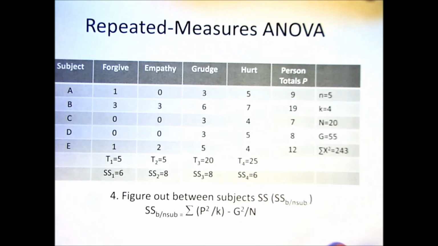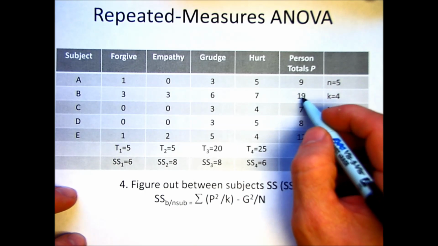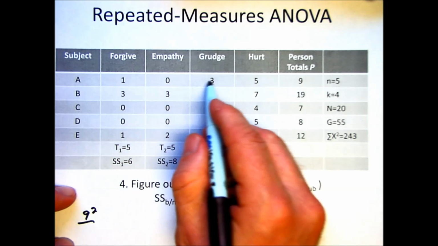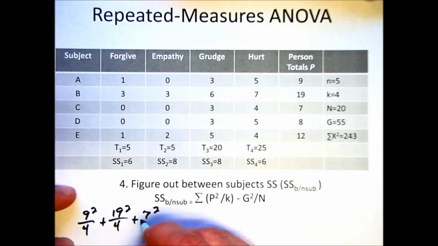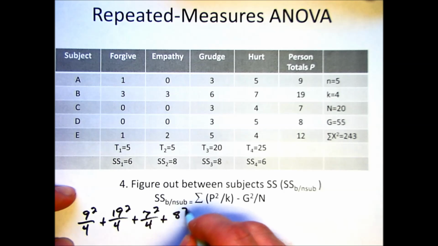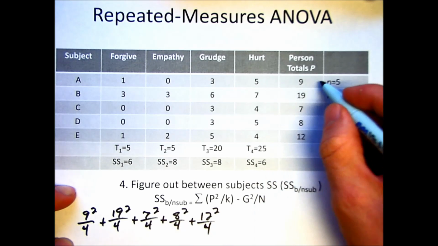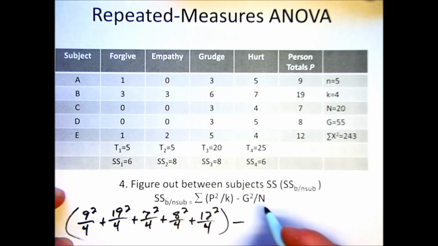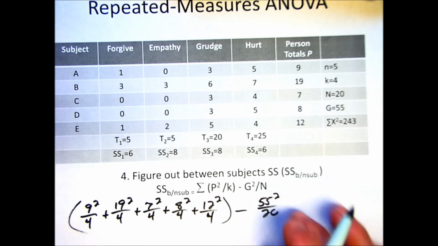This is the different part here. Now we're going to calculate the person totals. How do we do that? We're going to take each one of these person totals, 9 squared, divided by the number of scores that created it, or the number of conditions, 4, plus 19 squared, divided by 4, plus 7 squared, divided by 4, plus 8 squared, divided by 4, plus 12 squared, divided by 4. I just took each one of those person totals. We're going to add all those up, and then we'll subtract out this part, G squared divided by 20 that we calculated once before.